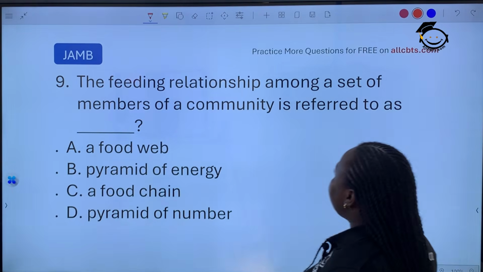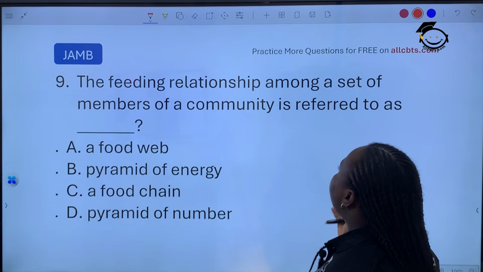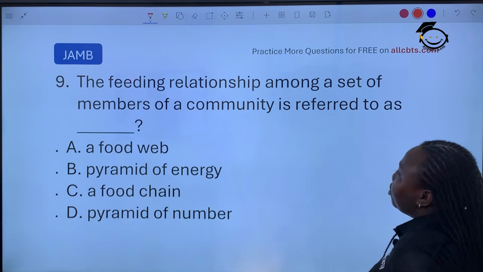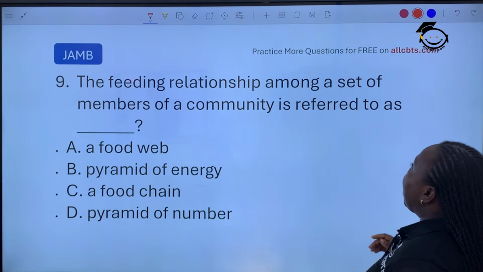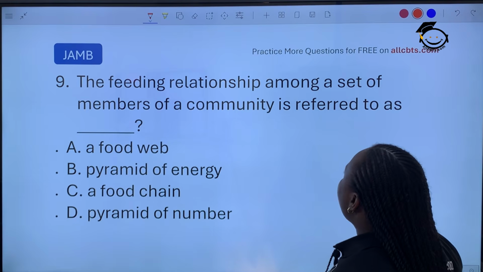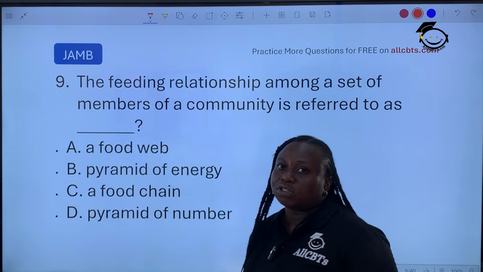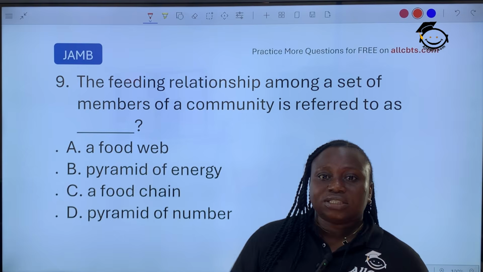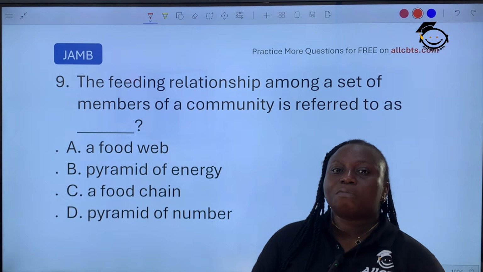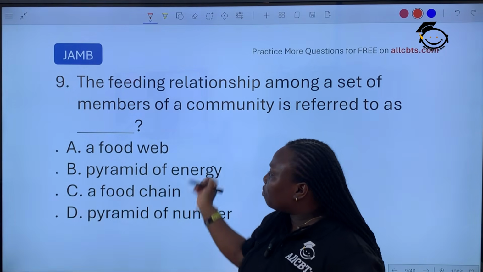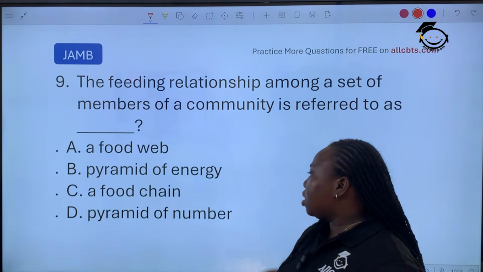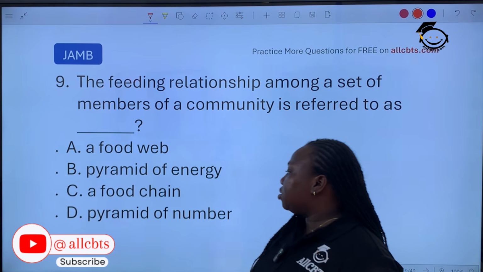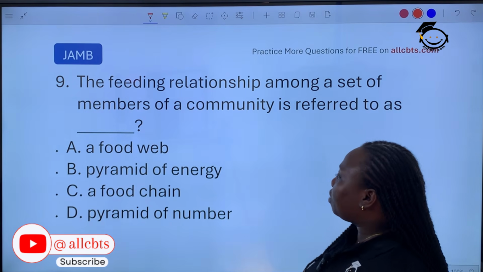Number 9. The feeding relationship among a set of members of a community is referred to as what? So what do we refer to as the relationship between members of a community? Now, is it food web? Is it the pyramid of energy? Is it a food chain? Is it pyramid of number?